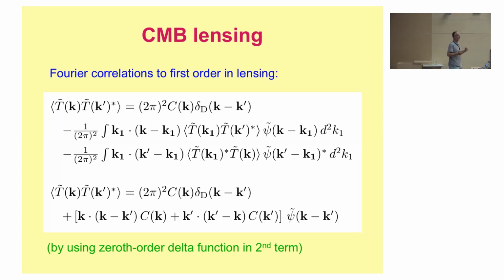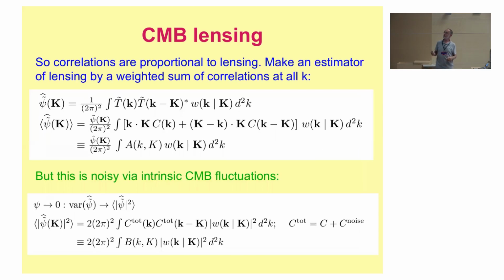Yeah, we're done. Well, actually, it's too good, because we can do this for any value of k and any value of k prime. Each pair of wave vectors gives us a different estimate of the lensing potential. So what seems sensible then is to average all these possibilities in some way.